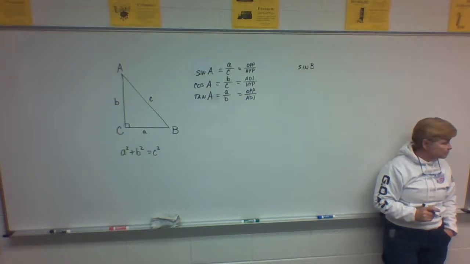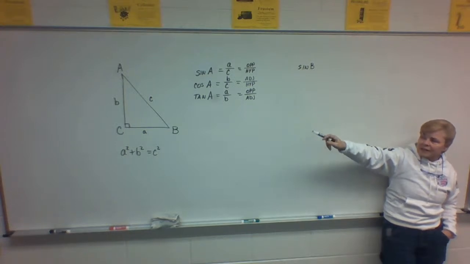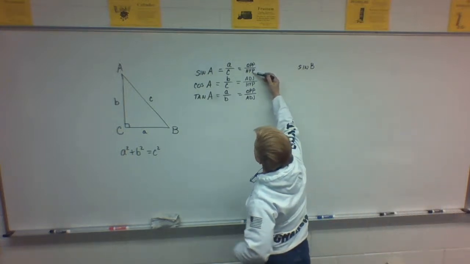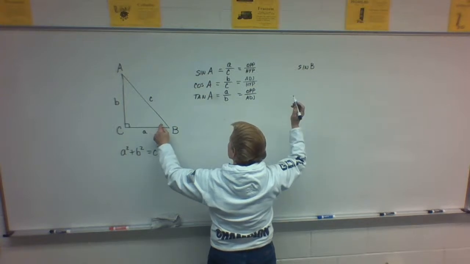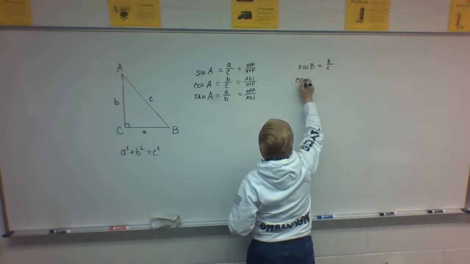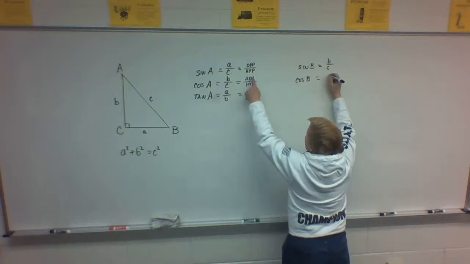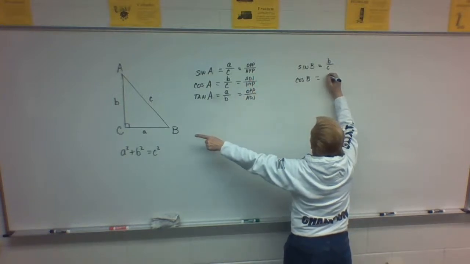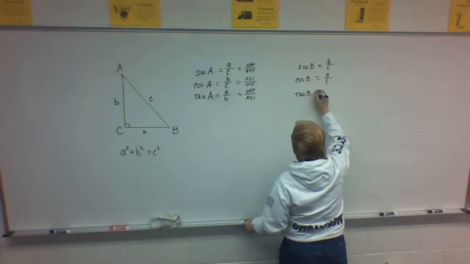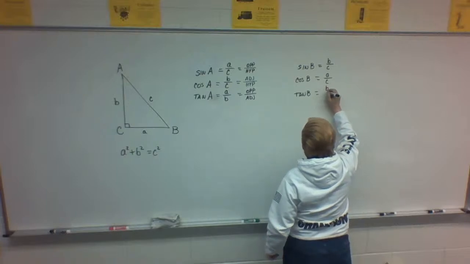Sorry? B over C. Because with respect to angle B, that's where your eyeballs should be going, right there to angle B. Its opposite side is B, hypotenuse is C. And sine is opposite over hypotenuse with respect to this angle. So doing it with respect to angle B, we get that the sine of B is B over C. What is the cosine of B? Adjacent over hypotenuse. What's adjacent to B? A. What's the hypotenuse? C. What's the tangent of B? B over A. Opposite over adjacent, B over A.